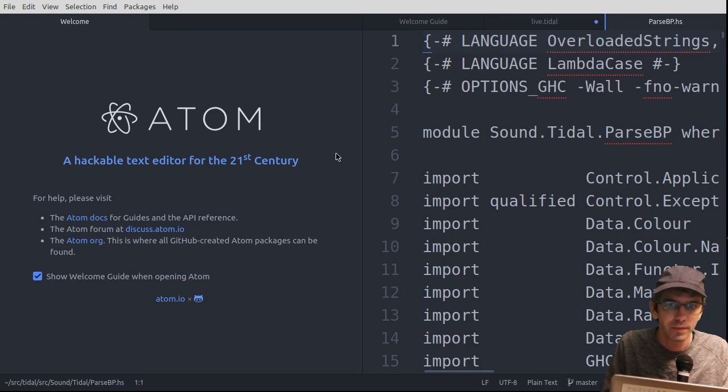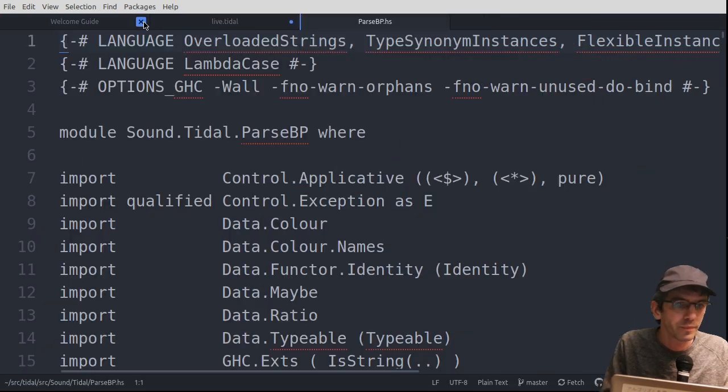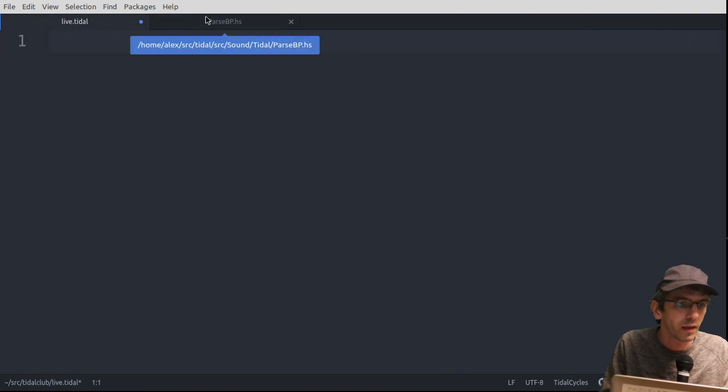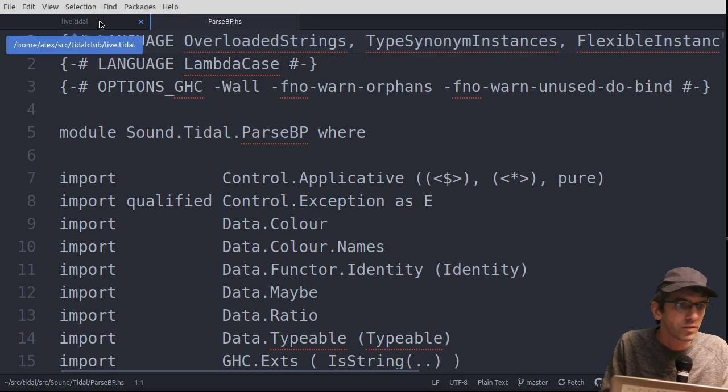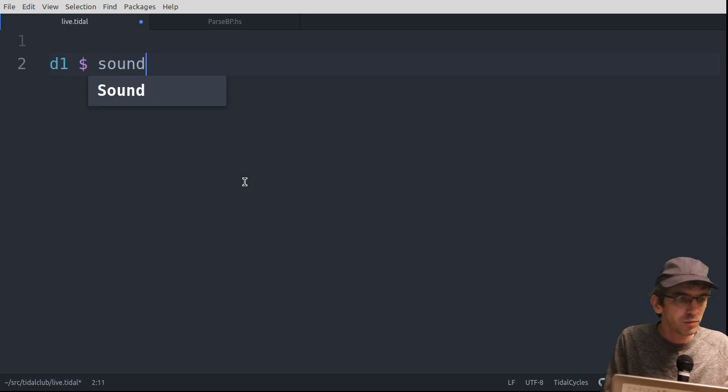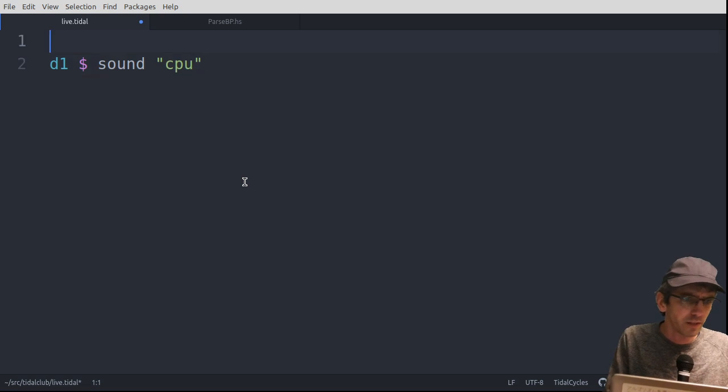So sound Tidal pass. Yeah, so this is something quite new actually. So it's always been a bit awkward working with durations. So if I have this, I should think of some nicer rhythms to do, maybe.